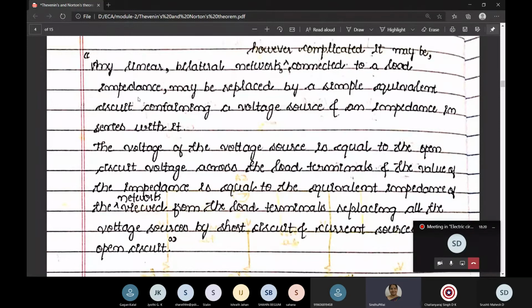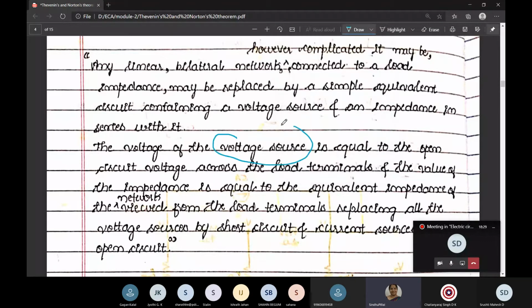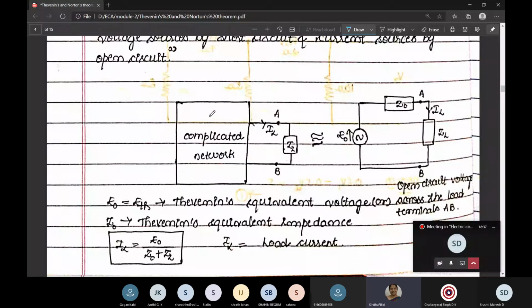So Thevenin's theorem will completely deal with the voltage source. That is important. In Thevenin's theorem, we will be telling only about this voltage source and the series impedance. So how will we draw the network here? There is a complicated network here, and there is a load terminal. ZL is the load. This complicated network is replaced by a voltage source E0 with series impedance Z0. E0 and Z0 are called Thevenin's equivalent voltage and impedance, and the load is written as it is.